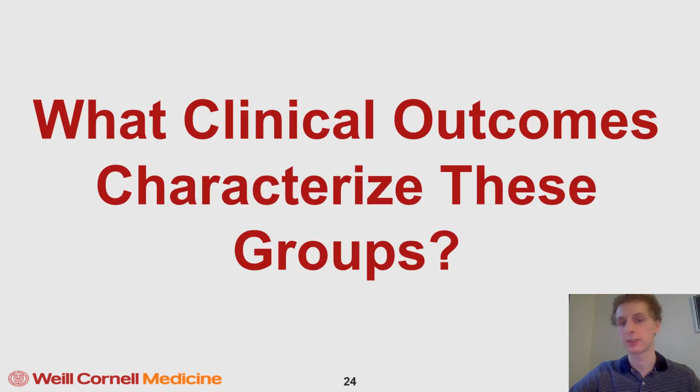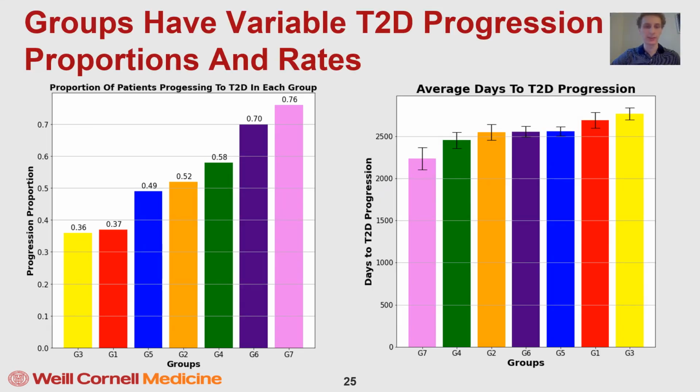So then we asked what clinical outcomes characterize these groups. On the left here, you see the proportions of pre-diabetic patients in each group progressing to type 2 diabetes. And we see that group 3 and group 1 have the smallest proportion progression, whereas group 6 and group 7 have the largest proportion progression.